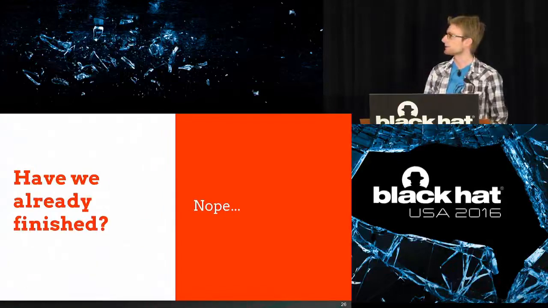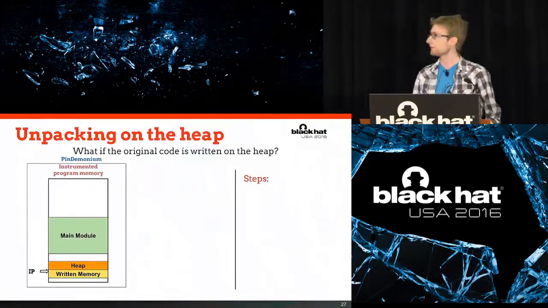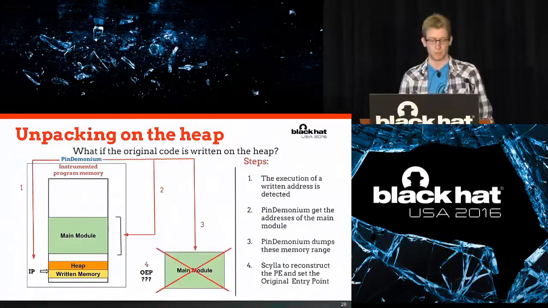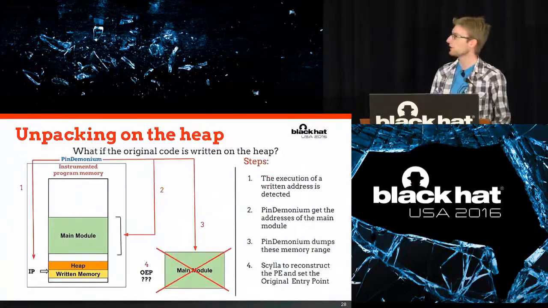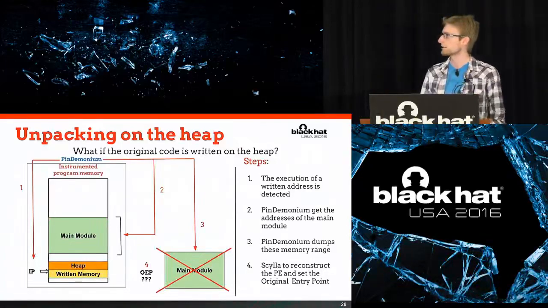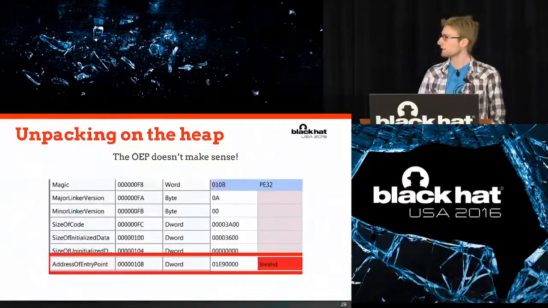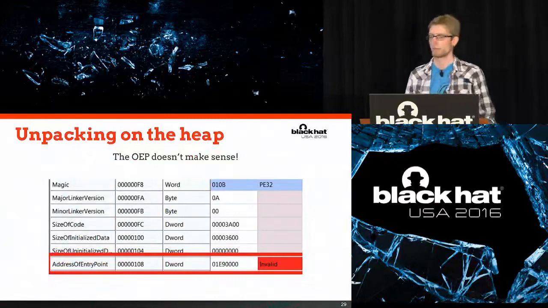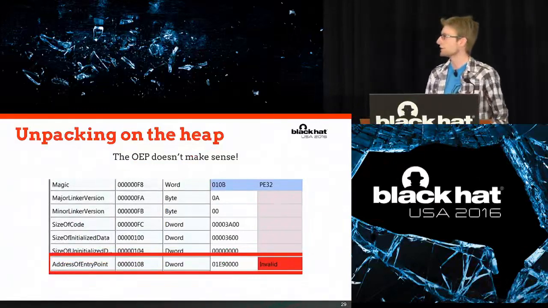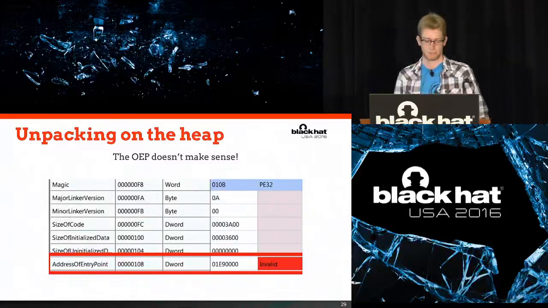This is pretty simple, but have we already finished? Nope, because what happens if the malware unpacks its code on the heap? By following the previous step, we wouldn't dump the write interval that has broken the W XOR X rule, and which likely contains the unpacked malware, but we would just get the main module. And when we try to set the address of entry point of the reconstructed PE, this wouldn't make any sense because it is pointing to a memory area which has not been dumped.